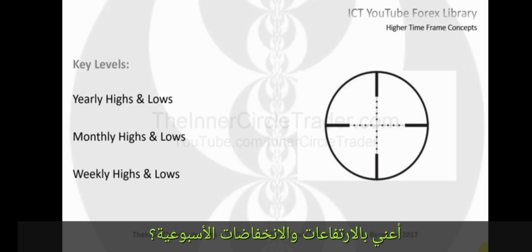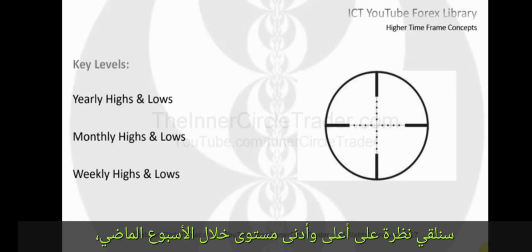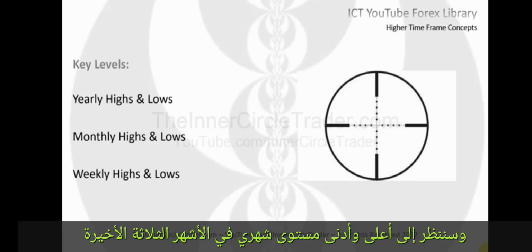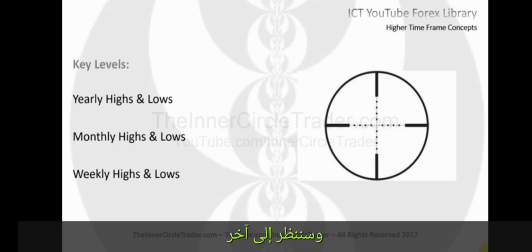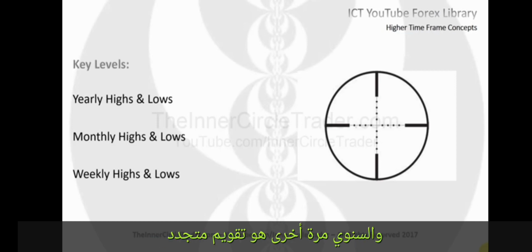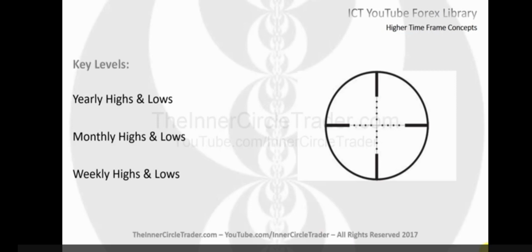Now, what do I mean by weekly highs and lows? We're going to look back at last week's high and low. Very simple. Monthly high and low: we're going to look at the last 3 months' high and low, and we're going to look at just the last 30 days or whatever the previous month is, its highest high and its lowest low. And yearly, again, is a rolling calendar from whatever today is. Go back 12 months, whatever the highest high and the lowest low is, we'll use that as a reference point.